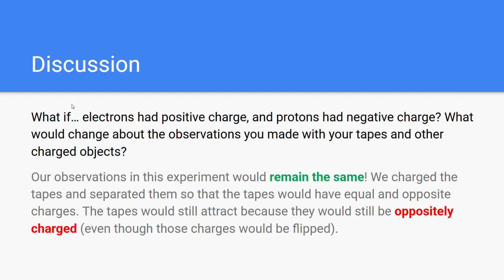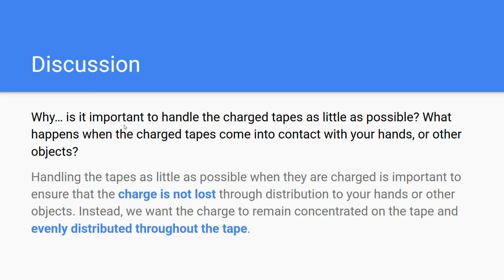Some questions to think about: what if electrons had positive charge and protons were negative? Our observations in this experiment would remain the same because the tapes are still oppositely charged and opposites attract. Our electric field would just point in the opposite direction if the charges were flipped. And then, why is it important to handle the charged tapes as little as possible? This is just so that charge is not lost, so that we can stick as close to our assumed conditions of the charge evenly distributed throughout the tape. And that's all. Thank you.